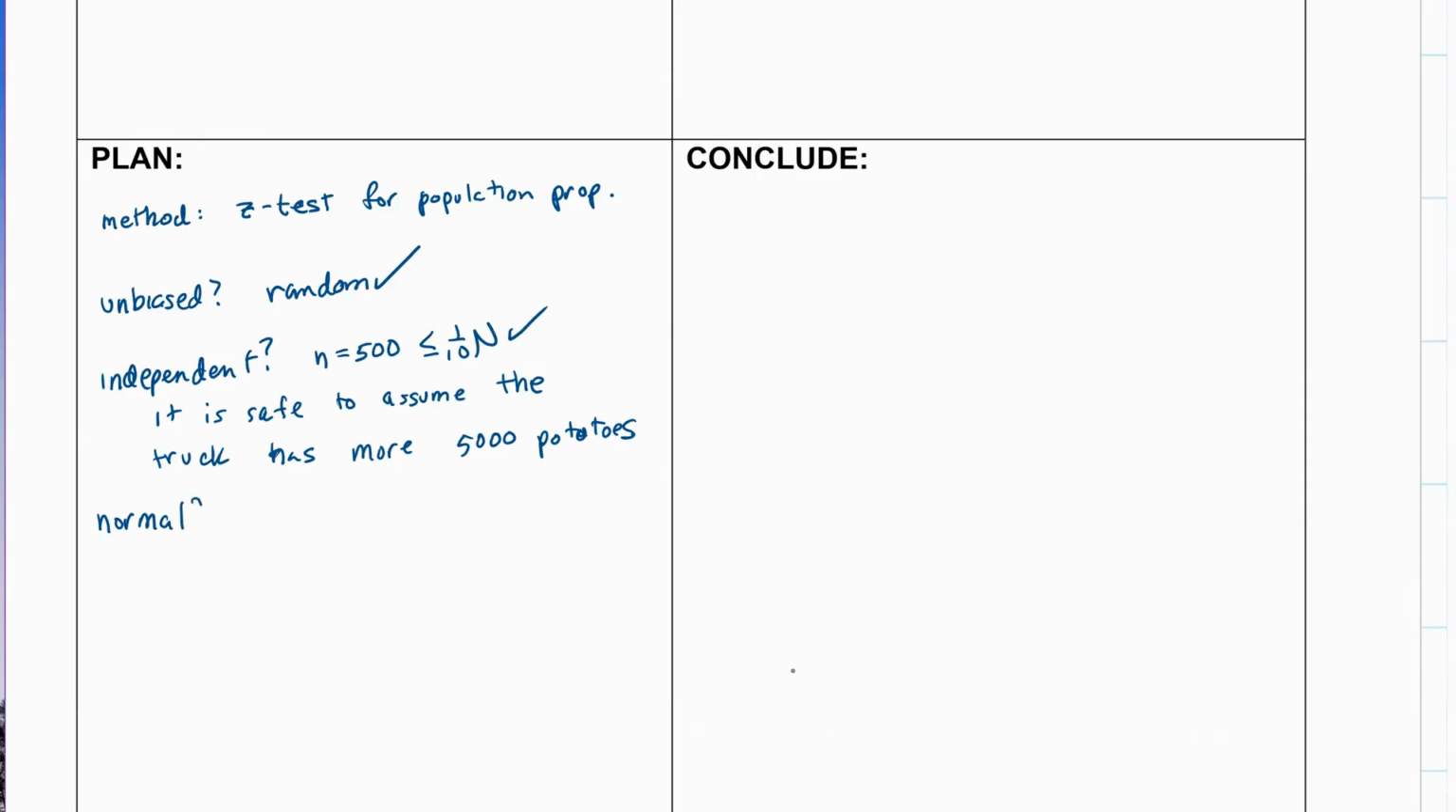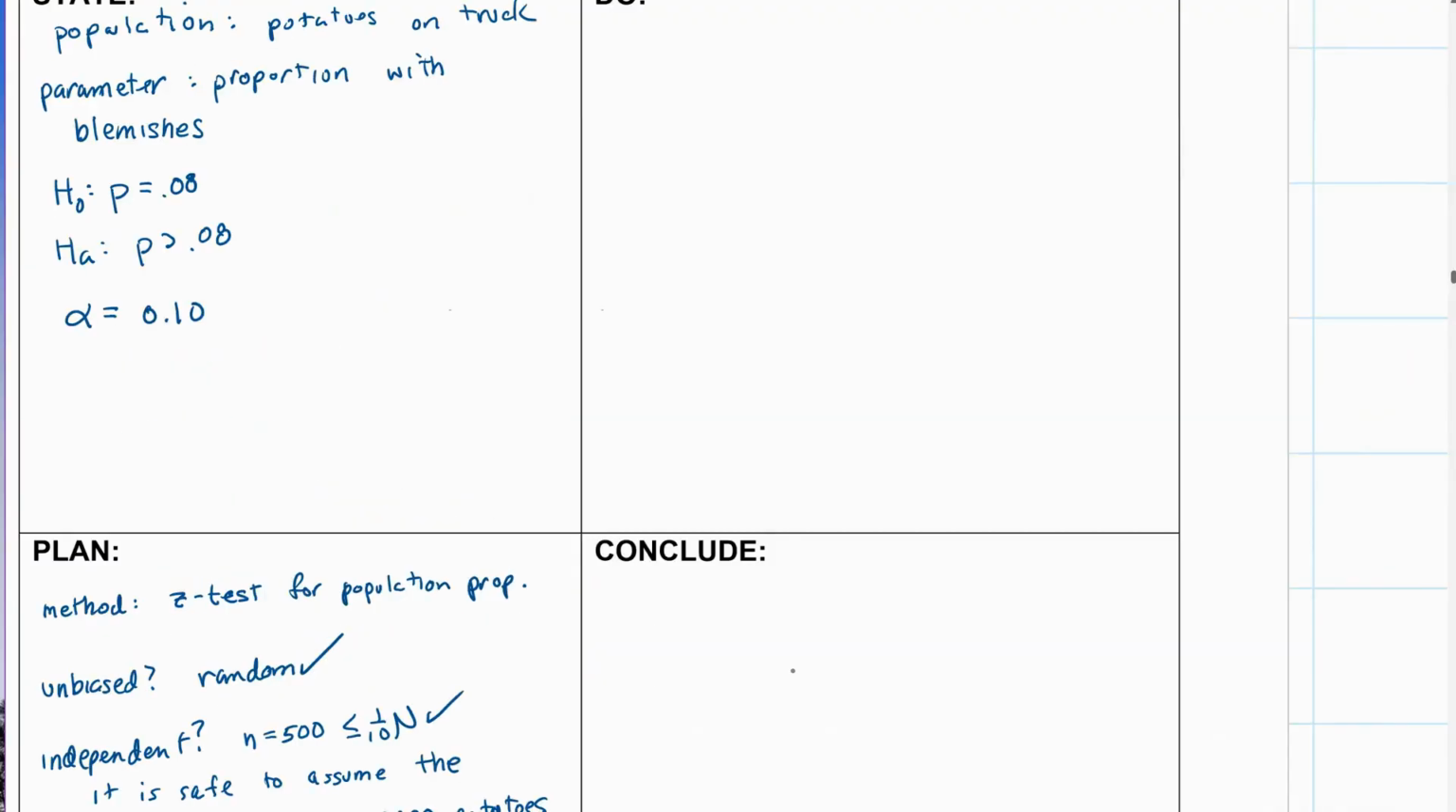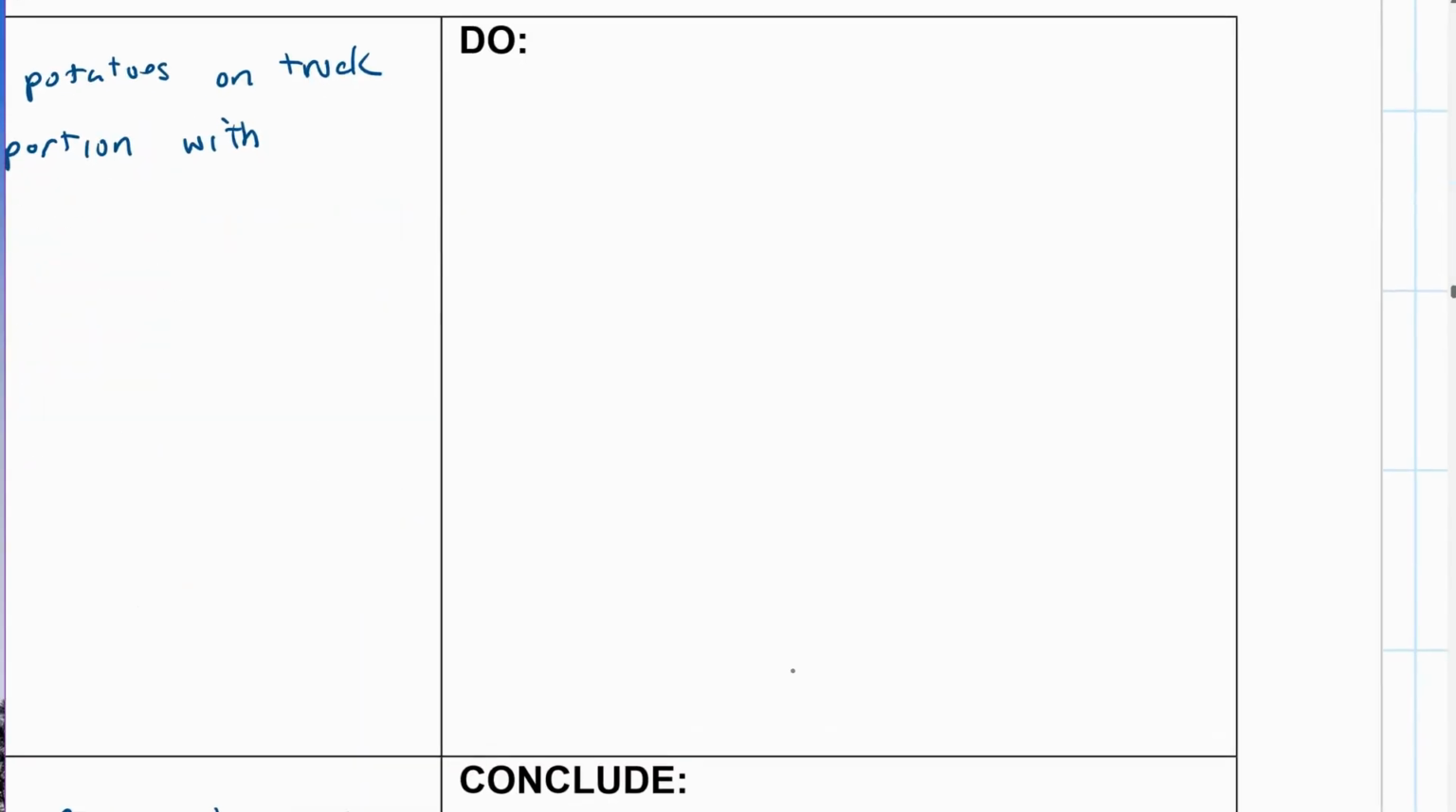We are going to ask the question, is n times p, which is 500 times 0.08, which is 40, is that greater than or equal to 10? It is. And what about n times 1 minus p, which is 500 times 1 minus 0.08? Well, that's got to be all the other potatoes, 460, and that's greater than or equal to 10. We have met all of the conditions. So let's go ahead to the do step where we do our calculations.